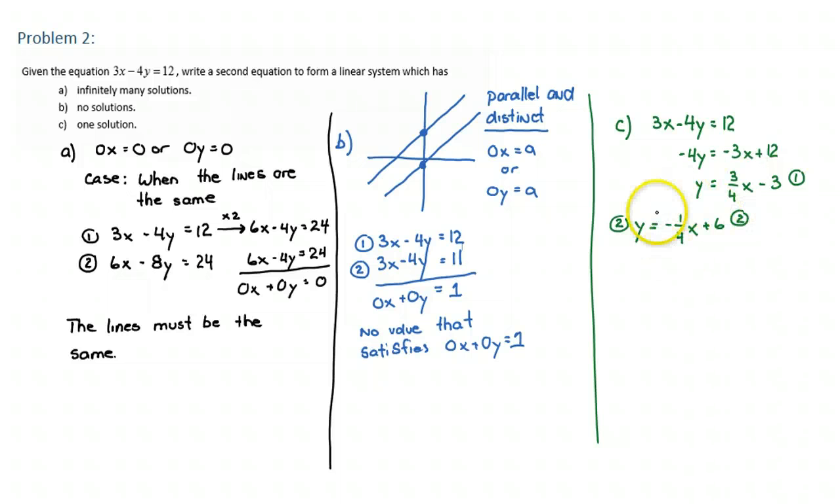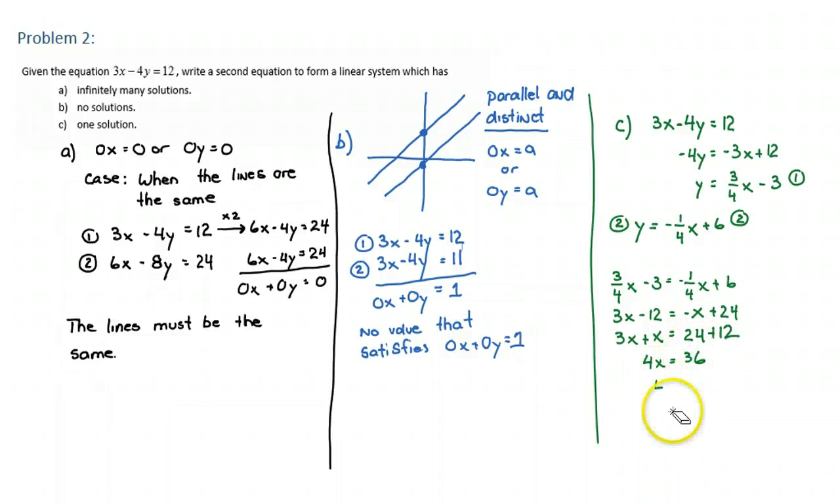I can show that these two have a solution now by solving it. Since y is already isolated in both cases, I can say 3 over 4 x minus 3 is equal to negative 1 over 4 x plus 6. Let's multiply both sides by 4, so we get 3x minus 12 is equal to minus x plus 24. So we get 3x plus x is equal to 24 plus 12. So 4x is equal to 36, and we divide both sides by 4, so x is equal to 9.